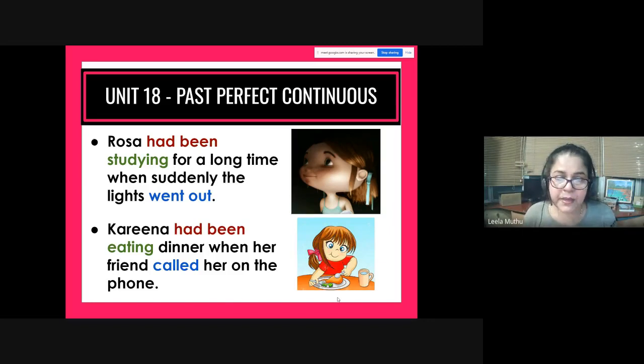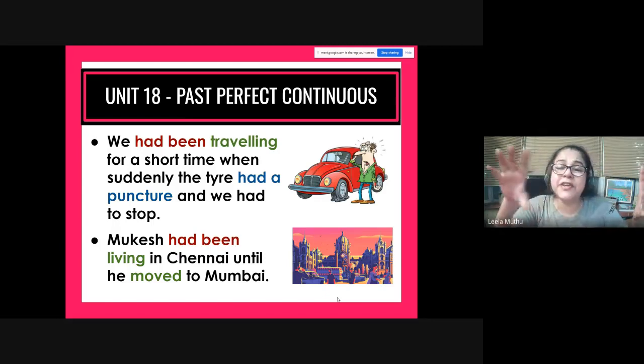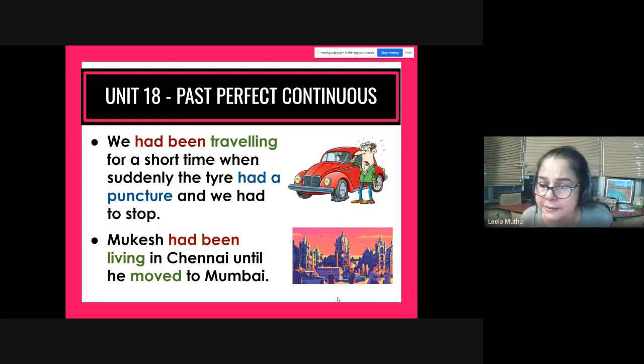stopped it. We had been traveling for a short time when suddenly the tire had a puncture and we had to stop. So, this action happened in the past, it would have continued. So, we had been traveling and we would have continued to travel, but the tire got punctured. Something stopped that action in the past, okay? And we're not traveling anymore at this moment, okay? So, we had been traveling for a short time when our tire got a puncture, right?